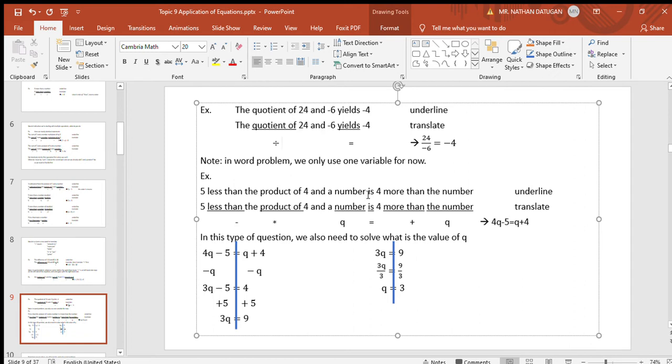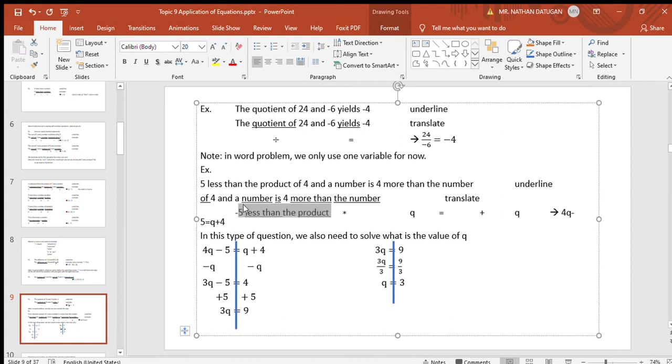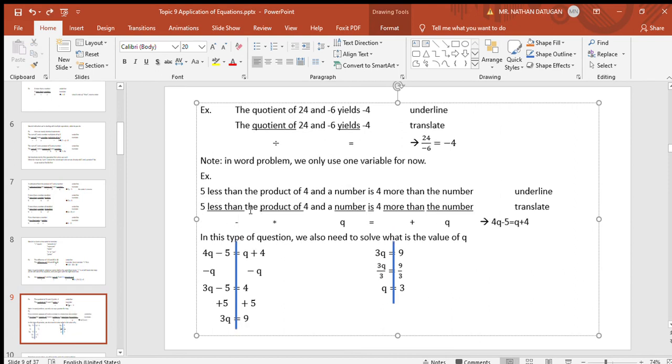So first thing first, look at the word that means equal sign. In this case it's is. Now you know which part is your left hand side and which part is your right hand side. Let's focus on your left hand side. 5 less than the product of 4 and a number. Again, translate it to numerical form. 5 less than the product. Can we do something like that? Nope.